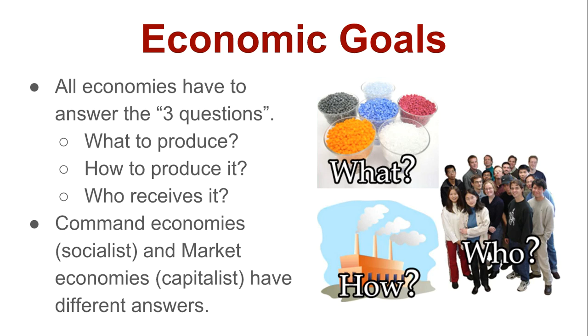Now, as a quick refresher, every nation has to answer three questions through how they address their economy. Those three key questions are what to produce, how to produce it, or who would produce it, and who receives those goods. Those are the three basic questions that any economy needs to answer. In command economies, where we've got socialism, and market economies, which are capitalism, we have very different answers to these three questions. That's what we're going to be examining today.